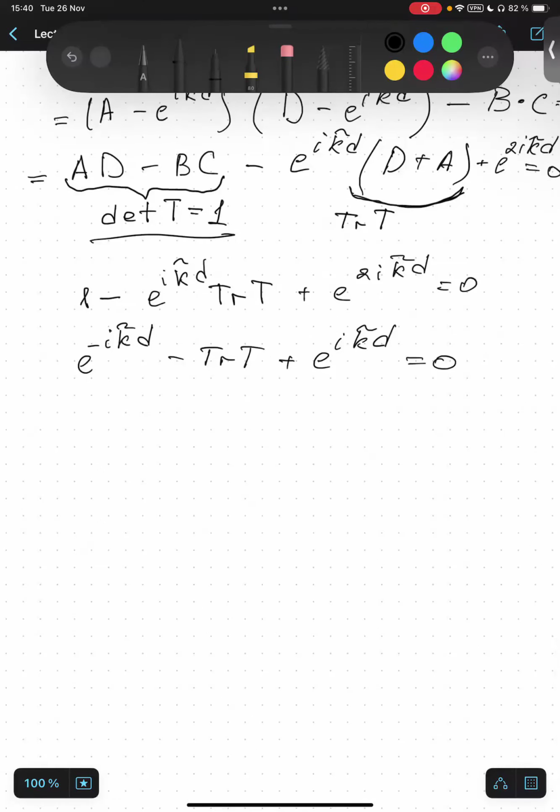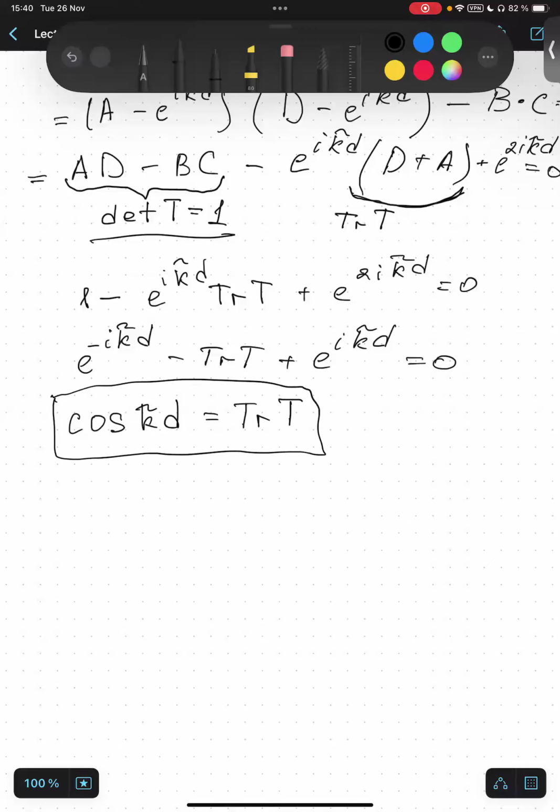And again, one can notice that we can just simplify it with the cosine function. So it's basically cosine k d equal to the trace of matrix T. So for now, it is our result. It's 2 cosines. Yes, you're right. I will write it here.